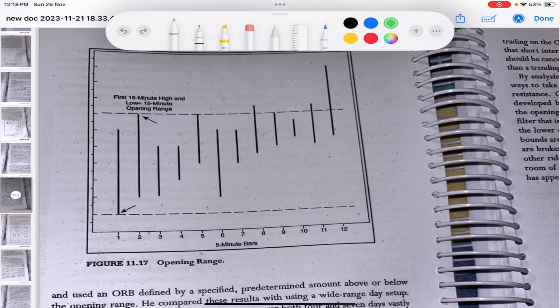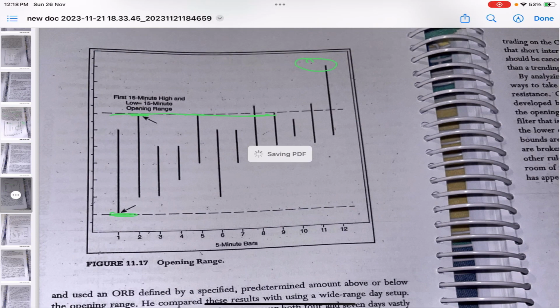Mark the high and the low of the first 15 minutes, which is the first 5 minutes. This is the low, this is the high, and trade in the direction wherever it breaks. So I will buy when this gets breached, and then you can see that my price went up further high.